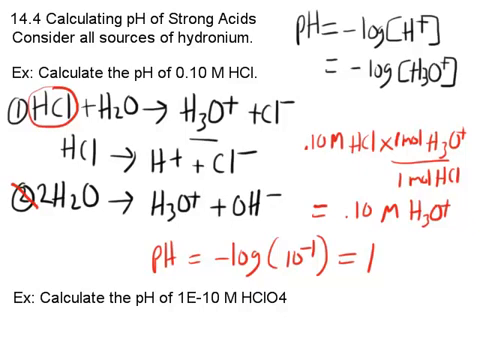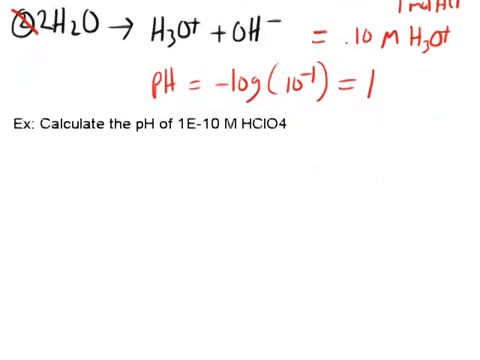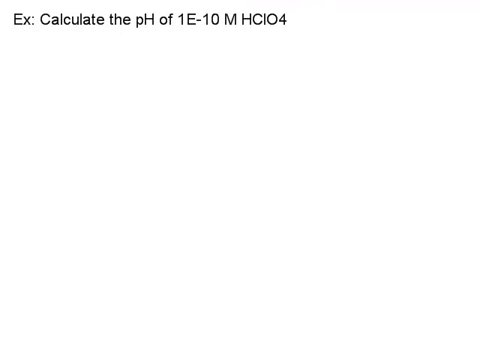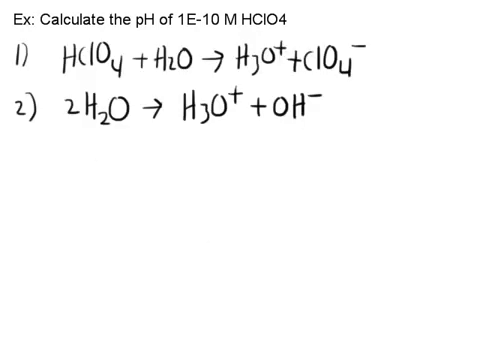Let's do another example. Calculate the pH of 1 times 10 to the negative 10th molar HClO4. Well, in this case, we know that there's still several sources of H plus or hydronium, so go ahead and pause the video and think of your sources. So you should have said, again, the strong acid, perchloric acid, so it'll break apart all the way. And then you have water also that's breaking apart into hydronium. So two sources of hydronium.